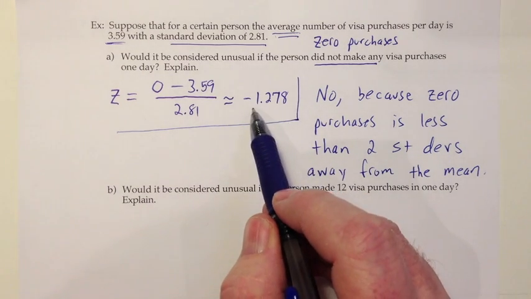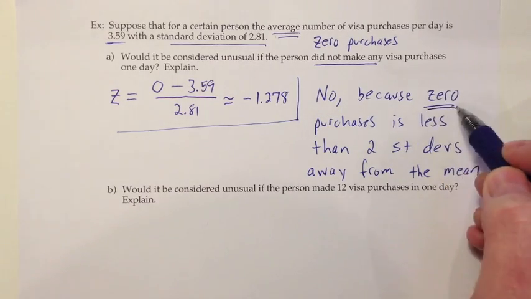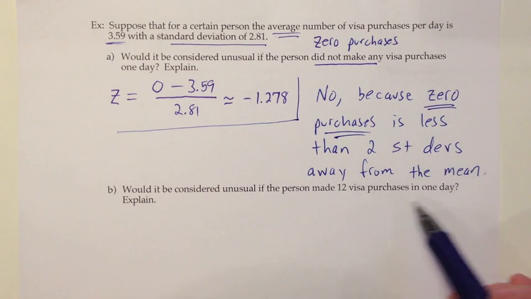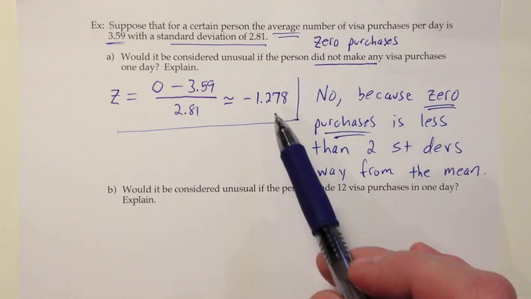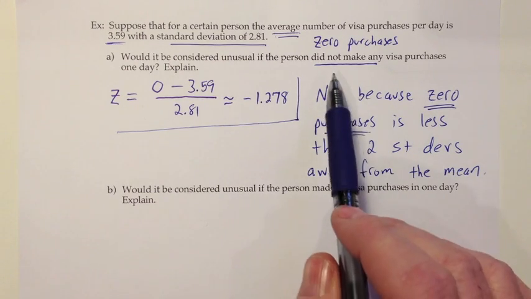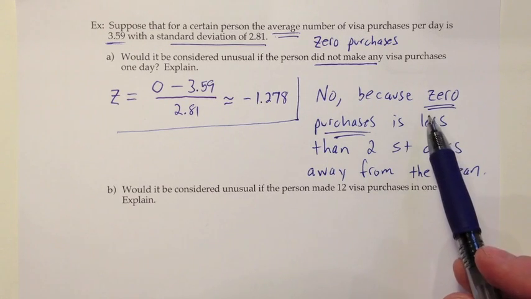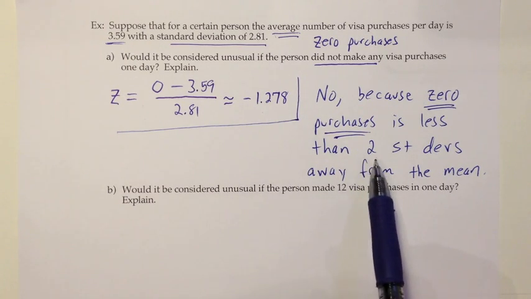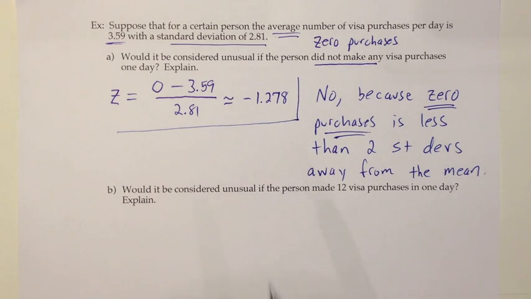Notice I don't say that this z-score is not unusual. They asked, is 0 purchases unusual, and so that's what I talk about. No, because 0 purchases is less than 2 standard deviations away. It's a common mistake for students to say no because the z-score is less than 2. Nobody's asking us, is the z-score unusual? They're saying, is it unusual if the person doesn't make any purchases? So make sure we're referencing that. The z-score is used because it tells us whether we're more or less than 2 away from the mean. In this case, 1.278 below.